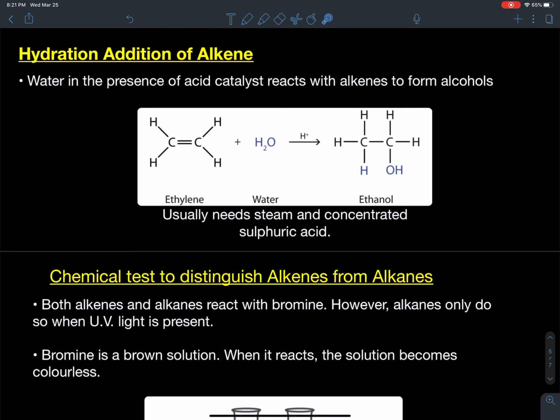You can take any alkene, and in the presence of acid catalysts and water, usually there has to be a lot of heat involved. That's why you need steam and concentrated acids such as sulfuric acid. When you react those together, you will make an alcohol out of any alkene, and that's a hydration reaction. So water adds into that double bond to make the alcohol, okay?